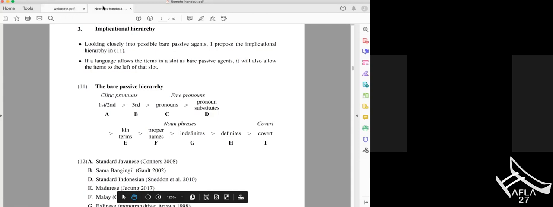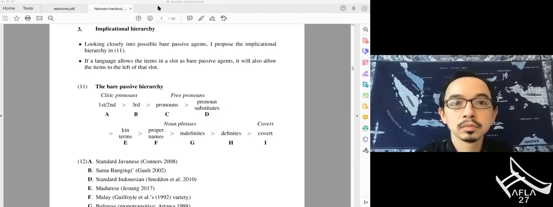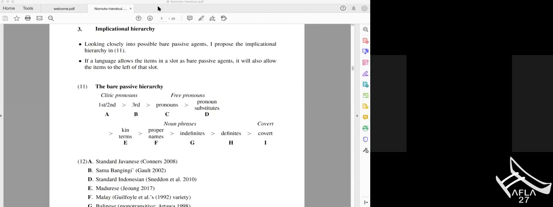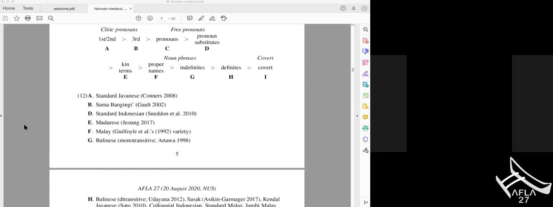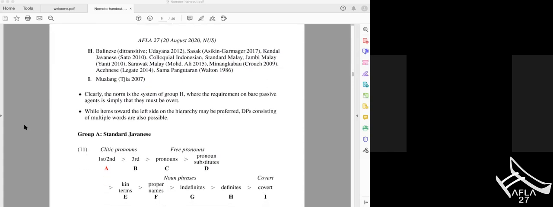12 lists the languages that belong to each category: A, B, D, E, F, G. H has the most languages. As you can see clearly, the norm is the system of group H, where the requirement on bare passive agents is simply that they must be overt.